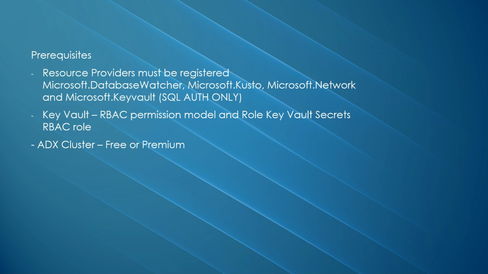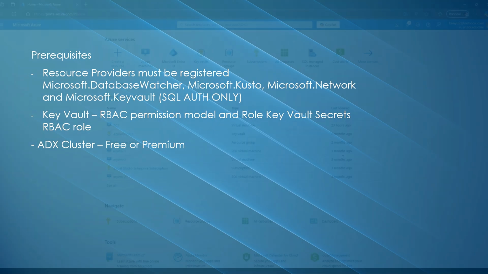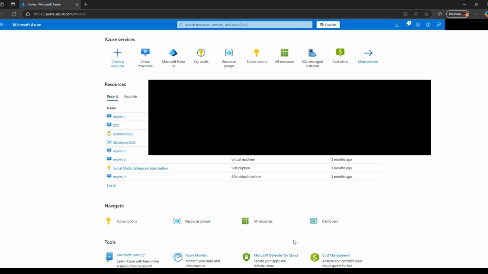It's good to have one. If you do not have a Key Vault currently configured, just go ahead and deploy one with RBAC permissions. For the Key Vault, we also need the Key Vault secret RBAC role for the database watcher. And if you're not using the free ADX cluster, then we'll have to use a premium one, which could be deployed. It just makes things a lot easier when we're going through the deployment.